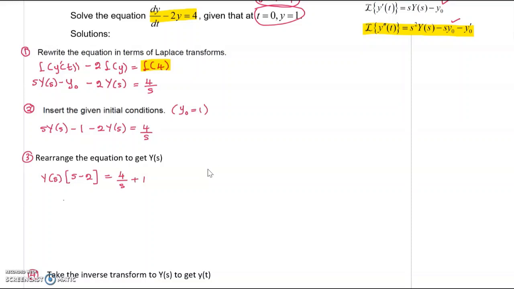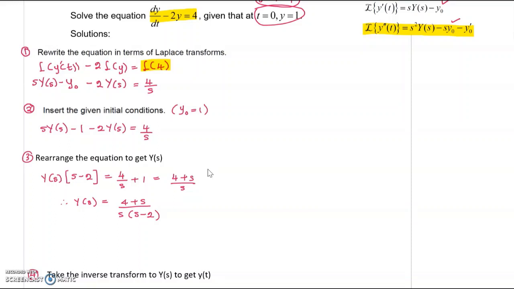So ys then, okay, is 4 plus 4 over s. So this one is actually 4 plus s over s. All right. So ys is 4 plus s over s, times 1 over s minus 2. Okay, so that's our ys.